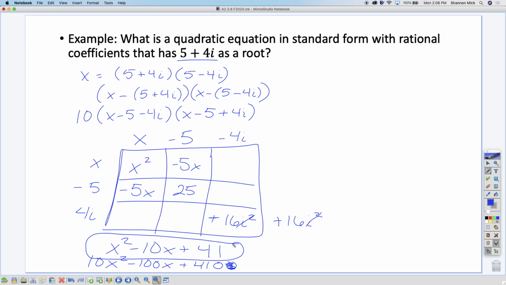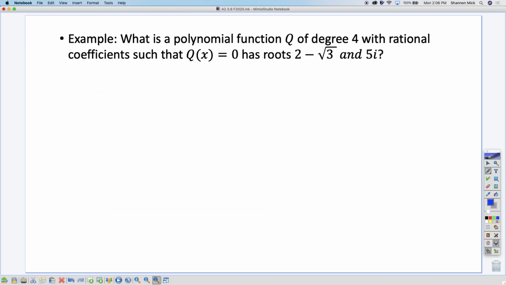But what does the book kind of give us? They're going to say a possible solution is, but that's why they say it's a possible solution.